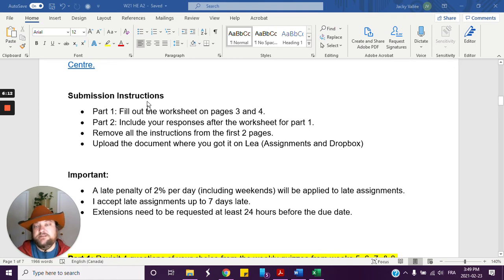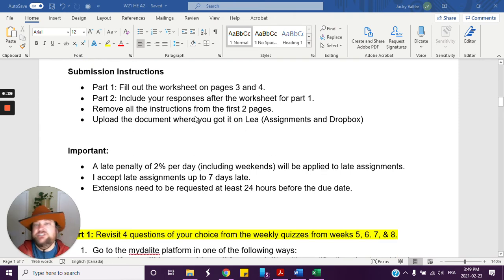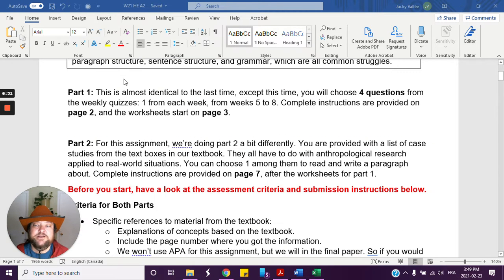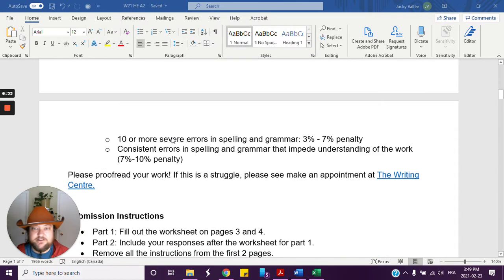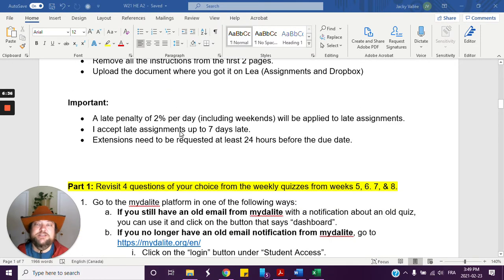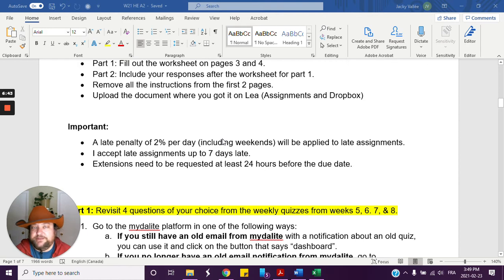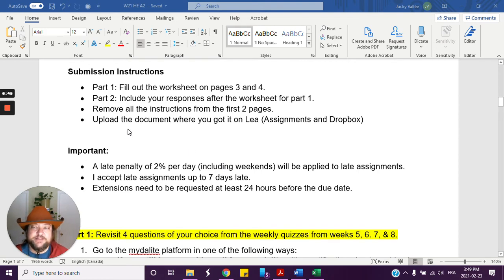So again, submission, well, there's more than 2 pages here, so I'll have to come in and change this. So you fill out the worksheets on pages, starting on page 3, so 3, 4, 5, and 6, and part 2 is at the end of that. You can remove the instructions from the first 2 pages. I don't need to re-see them when you submit your documents, so everything that comes before, you can delete all of this up until that first worksheet for part 1, all right, because I don't need them. It's okay if you don't, but it's just more scrolling.